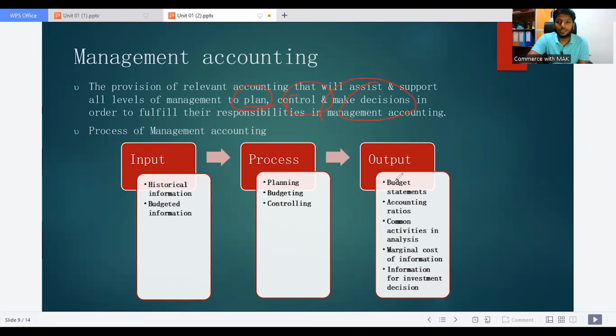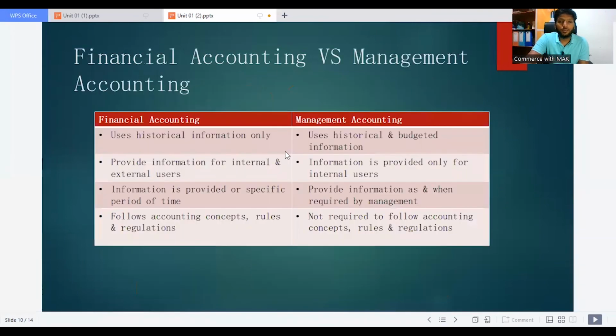Then we move on to the next term we are going to speak. I'll erase this off. Clear. Yeah. So then we move on to the differentiation of financial accounting versus management accounting. Financial accounting uses historical information only, whereas management accounting uses historical and budgeted information. Financial accounting provides information for internal and external users, whereas management accounting information is provided only for internal users.